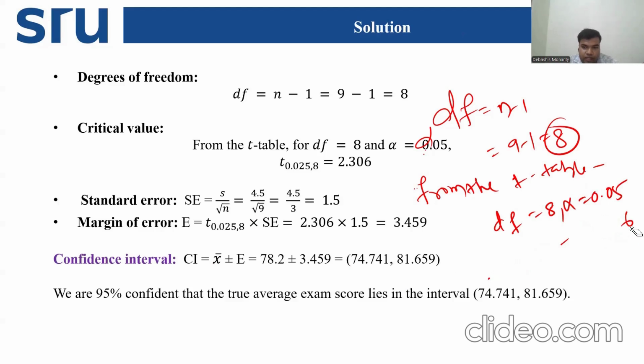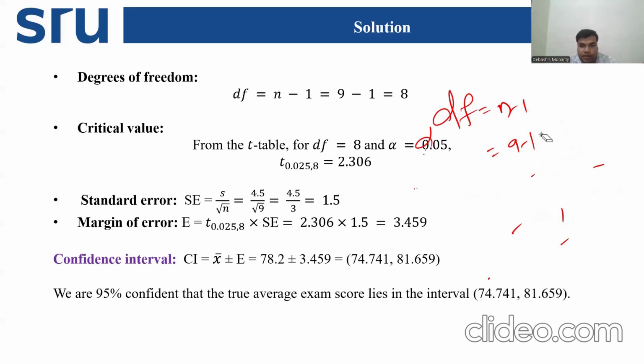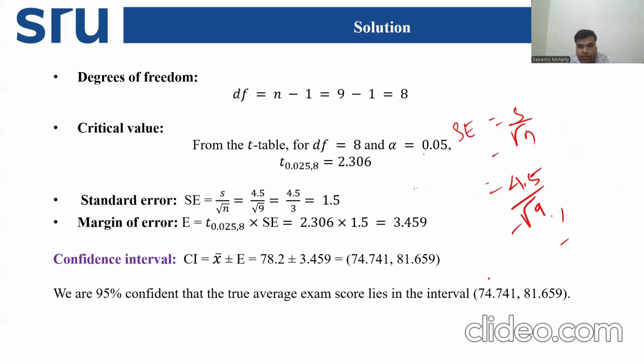After finding this value, we have to calculate the standard error. How to calculate the standard error? Standard error equals s by square root of n. That is equal to 4.5 divided by square root of 9, which is 4.5 divided by 3. That is 1.5.